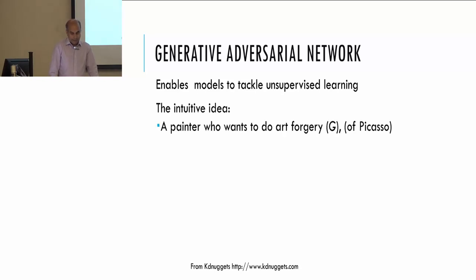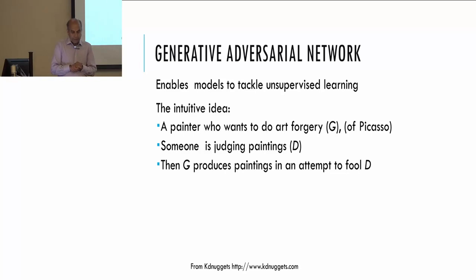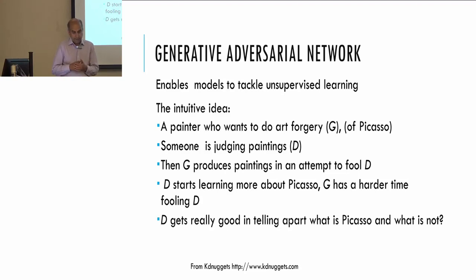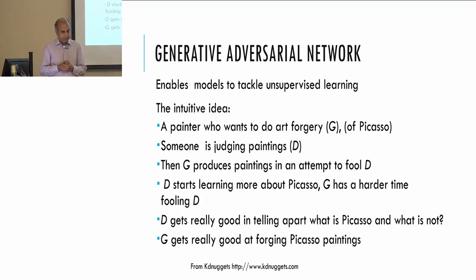The intuitive idea is that we have a painter who wants to do art forgery, and let's say he wants to paint a Picasso painting. We'll call that person the painter G, a generator, okay? Then we have a judge who's judging the paintings, and we'll call him D, a discriminator. G produces paintings in an attempt to fool D, and D starts learning about Picasso. G has a harder time fooling D, okay? So D gets really good at telling apart what is Picasso and what is not, because D has access to real Picasso also. And then G gets really good at forging Picasso paintings. So they play this game, and they become smart.